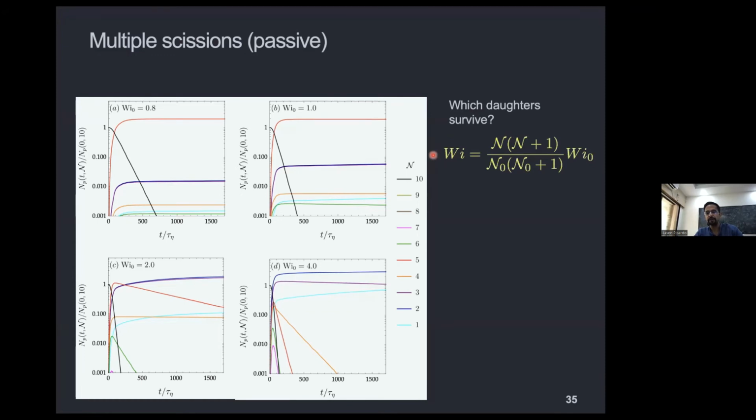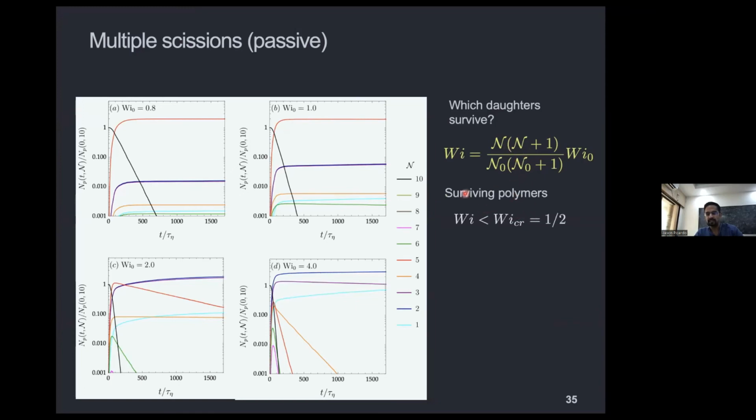We can do that by estimating the Weissenberg number of the daughter polymer. Let's say N0 is the number of beads of the parent and N is the number of beads of the daughter polymer. Then, given the original Weissenberg number of the parent on the right-hand side, you can estimate the Weissenberg number of the daughter polymer using this simple relation. It's almost an N squared type of scaling.